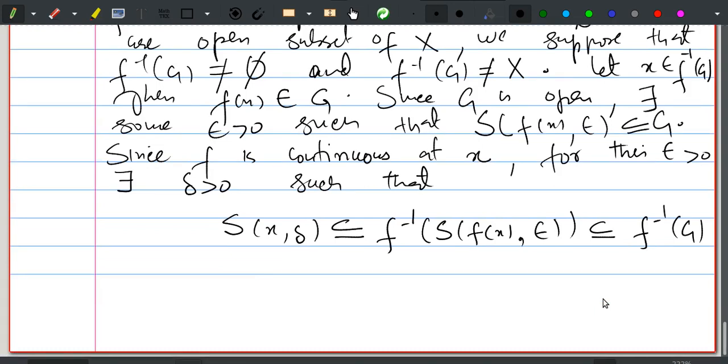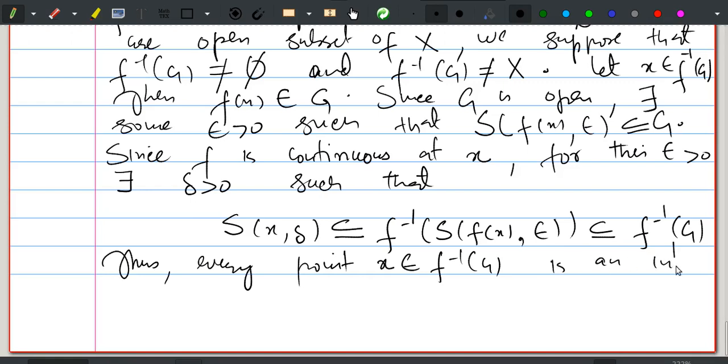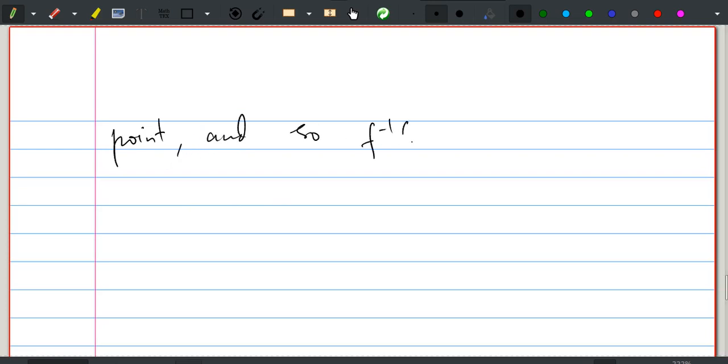Thus every point x of the inverse image under f of G is an interior point, and so f inverse G is open in X.